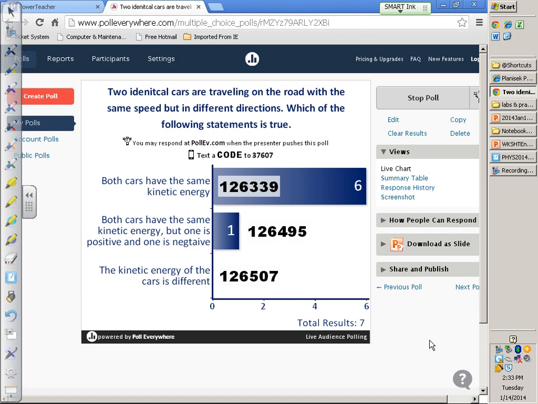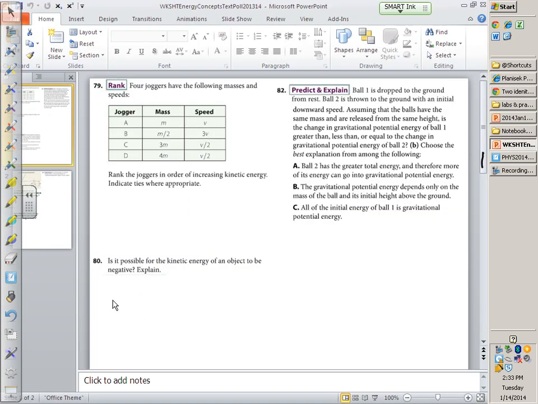That's actually on your sheet. The related question, number 80, asks that same question: is it possible for kinetic energy to be negative? Good question. The answer is no. We said kinetic energy is based on movement, energy related to motion. So either it's moving or it's not moving, so it either has kinetic energy or it doesn't. Does that make sense, Ashley? So it's either 0 or it's some number.